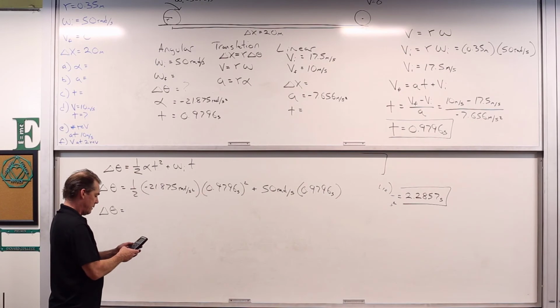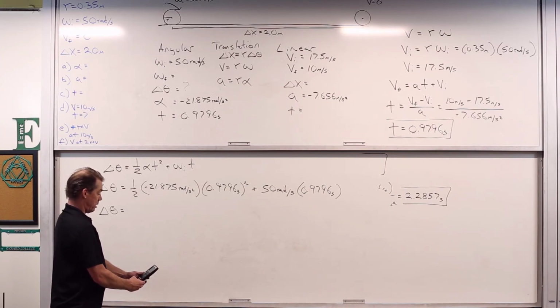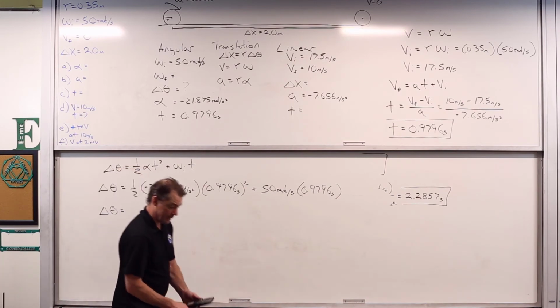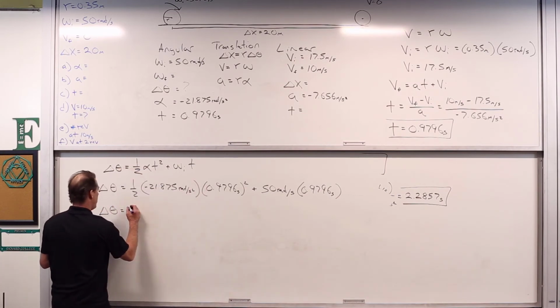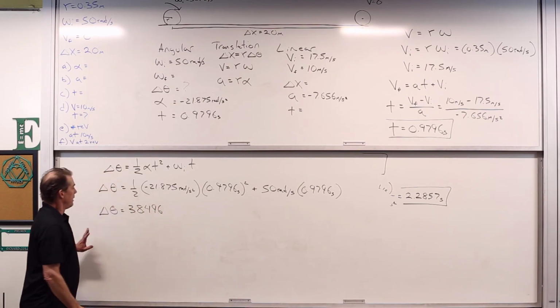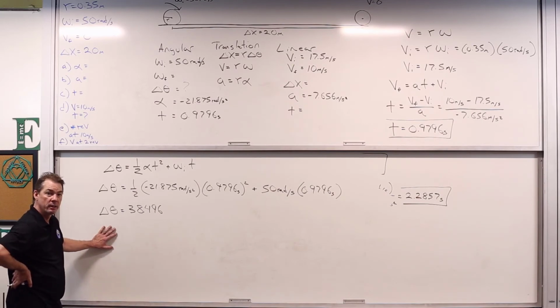1/2 times 21.875 times 0.9796 squared, plus 50 times 0.9796. That looks all good, and I've got 38.496. Great. 38.496. Is that the answer?